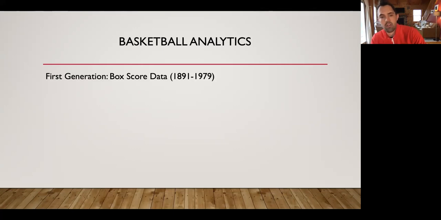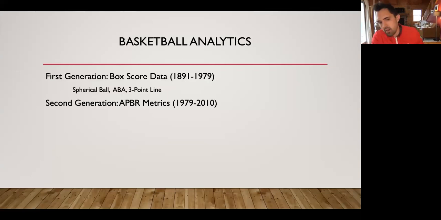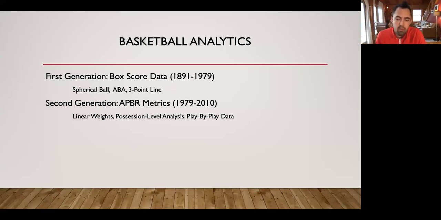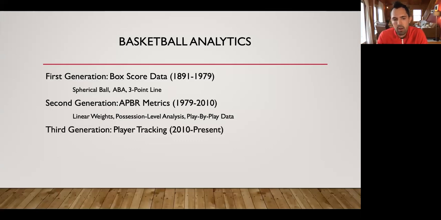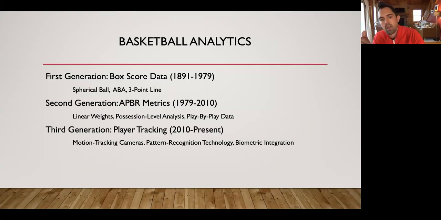We talked about the box score generation. We talked about three kind of key things that brought us into the modern era, that got us the modern box score. We talked about the second generation of APBR metrics or advanced analytics. We talked about how linear weights, possession level analysis, and play-by-play data have really revolutionized the way that we deal with analytics now. And this is where most of us is right here. And then kind of peeking into what is behind the curtain. The motion tracking, player tracking stuff, using pattern recognition technology, and eventually incorporating biometric integration. So, not bad, 28 minutes.